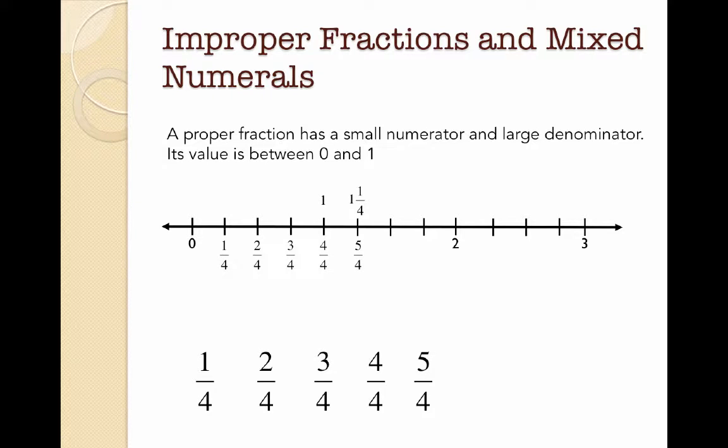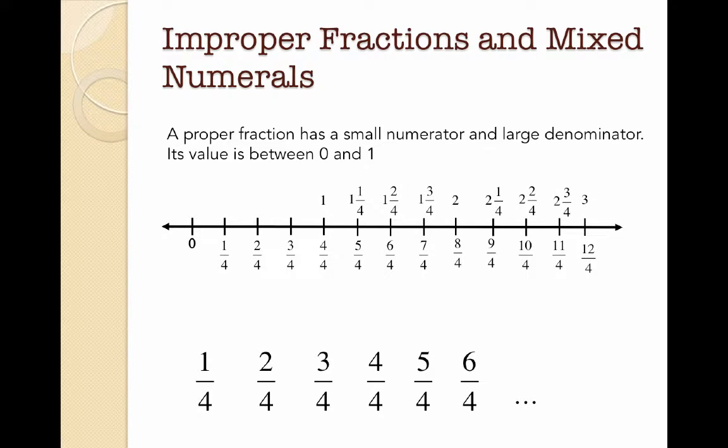I could equally write this as 1 and 1/4. Continuing on again, 6/4 could be written as 1 and 2/4. I'm going to keep going for a couple more. So 7/4 can be written as 1 and 3/4, and when I get to 2 wholes, that's going to be the same as 8/4. Finishing off the rest of the line, I can see that 9/4, 10/4, 11/4, and 12/4 can all be written as equal mixed numbers.